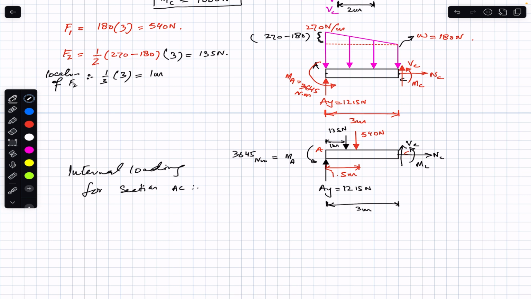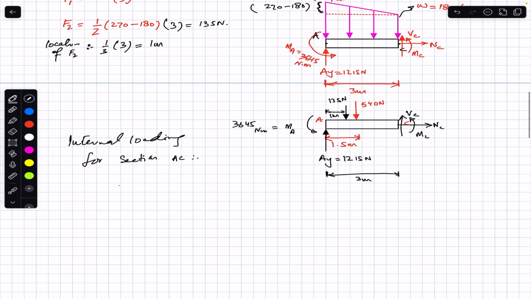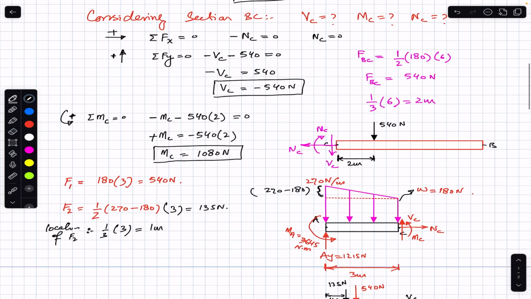So now again we are going to apply the sum of the forces in the X equals 0. Towards the right is the positive direction. Now only NC is acting in the positive direction, so NC in the horizontal direction is equal to 0. There is no other force in the X direction. We have Ax at A, but Ax is also equal to 0.